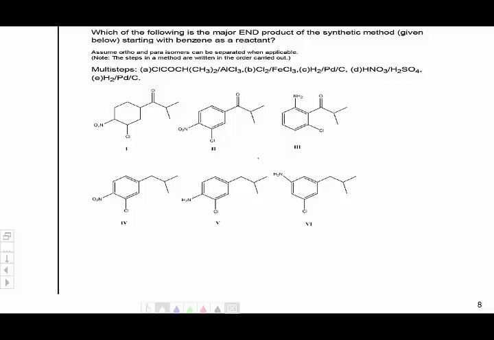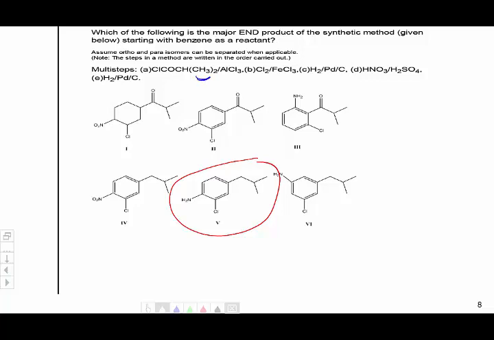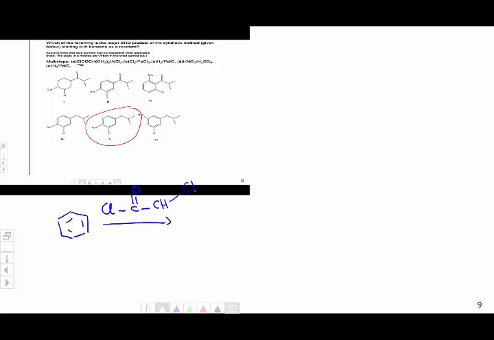5 is the most popular answer. 5 is the right answer. So I'm starting with a benzene ring, and I'm adding this ClCO, that is a C double bond O, CH. And when I have CH3 between two brackets and then a 2, that means there are two methyls connected to this carbon. So I have methyl, methyl, and I'm adding AlCl3.